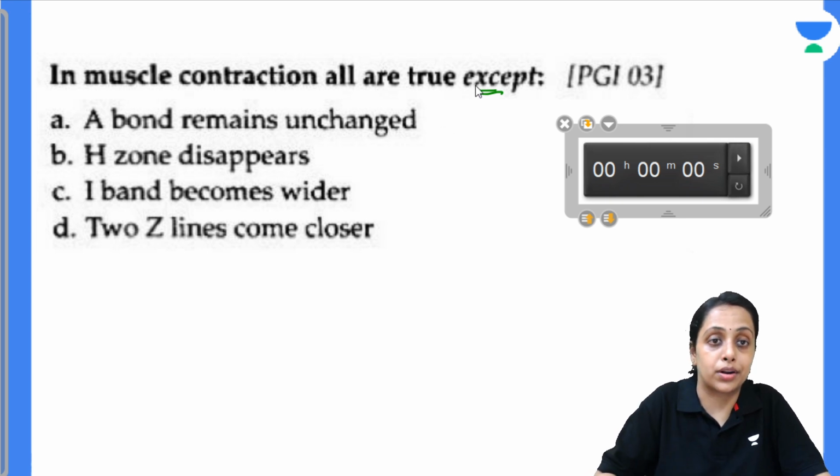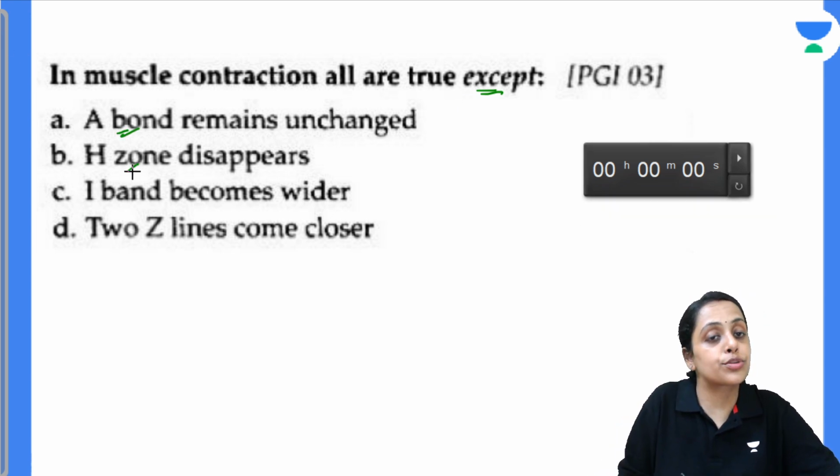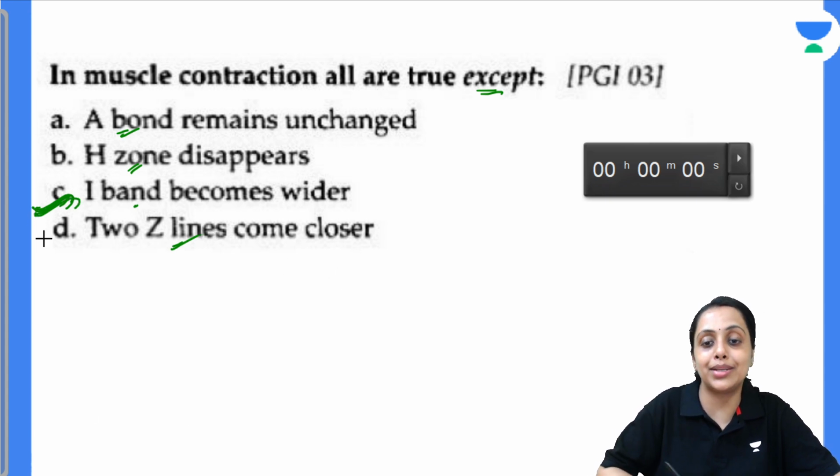In muscular contraction, the A band remains unchanged. This is true. The H band shortens or disappears. The I band becomes short, not wide. The two Z lines come closer. This is true. So the answer is only and only C.